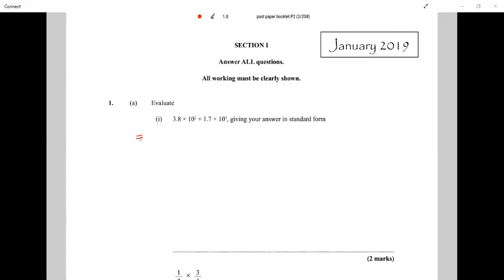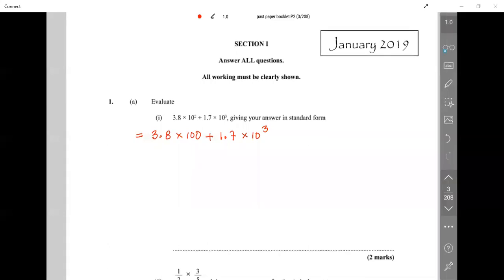This would be 3.8 times 10 squared, which is 100. 10 squared means 10 multiplied by 10, which is 100, plus 1.7 times 10 cubed. And 10 cubed is 1,000.